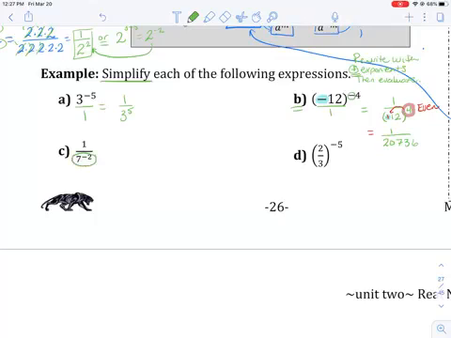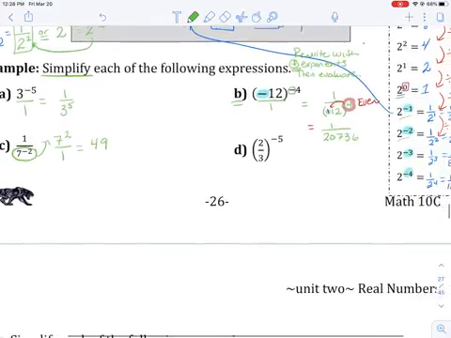Okay? If we look at question C, 1 over 7 to the negative 2. Well, now my 7 to the negative 2 is on the denominator, so I want to move that up, which becomes a 7 to the positive 2, right? Our denominator is 1, which is just 7 squared, which is 49.